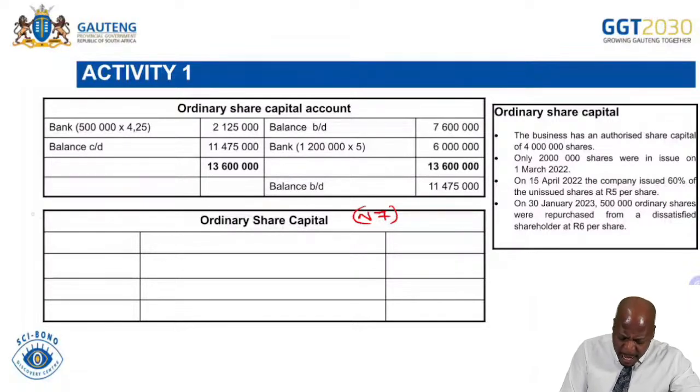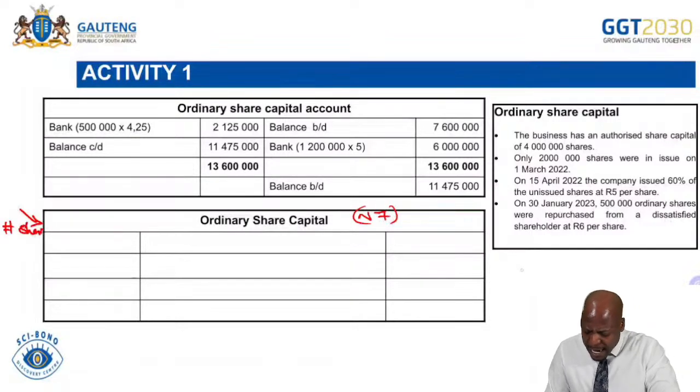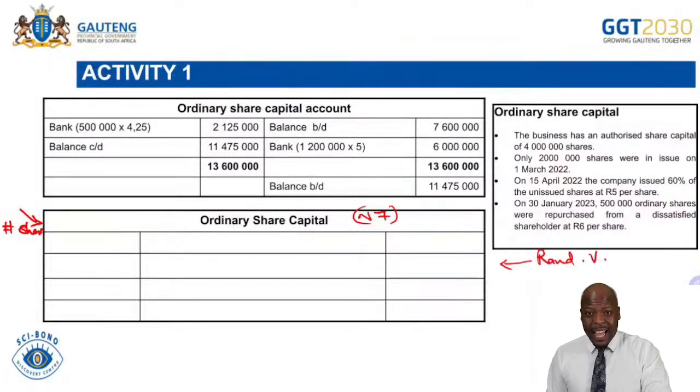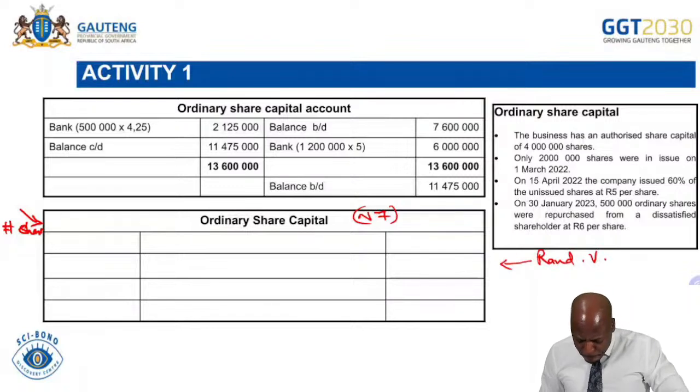Okay, let's begin it. On my left hand side here, I'm going to show the number of shares. But on my right hand side here, I'm going to show the rand value. If you're ready, let's begin.